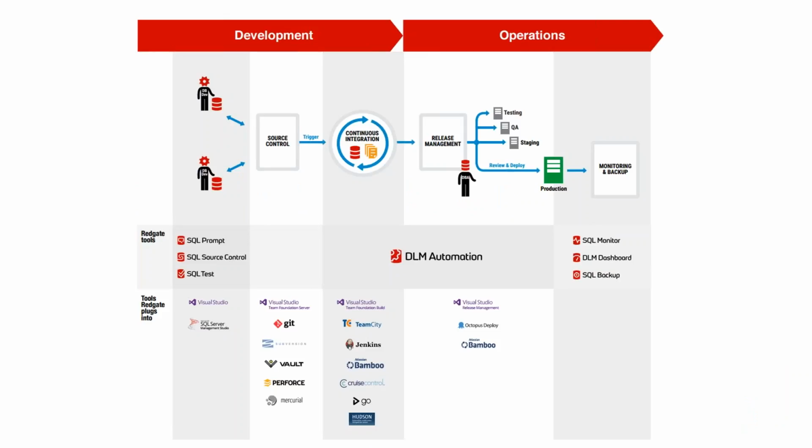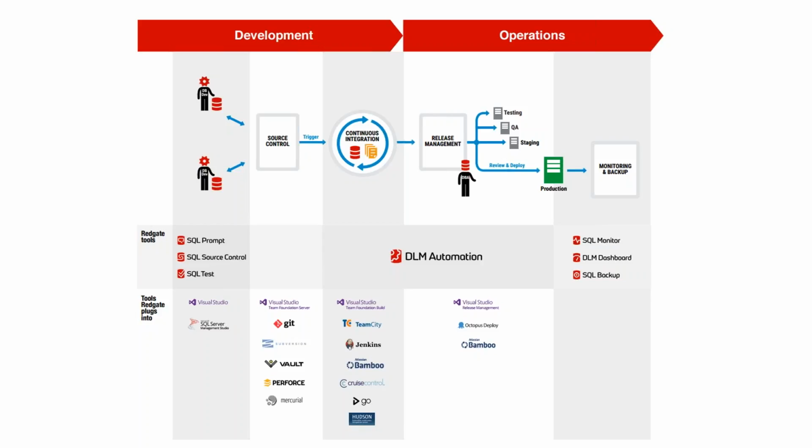So yeah, this is basically the diagram of the process that you typically follow going from development to operations and deployments to your higher environment. Starting from the left, you have three rows. The top is the diagram. The middle row is the Redgate tools that you would be using at each of the stages, and the bottom row is where the infrastructure or the products that we plug into.